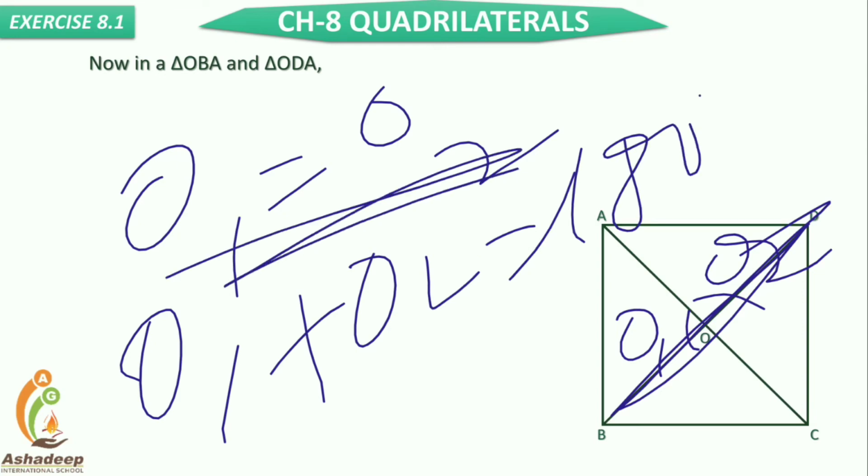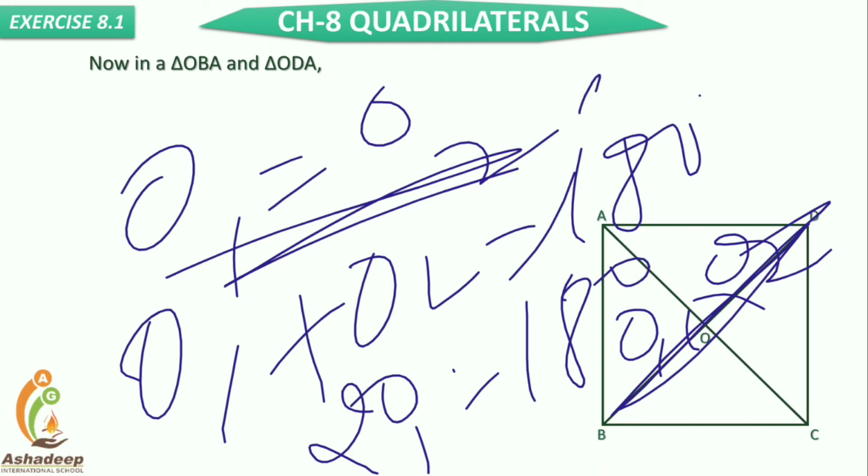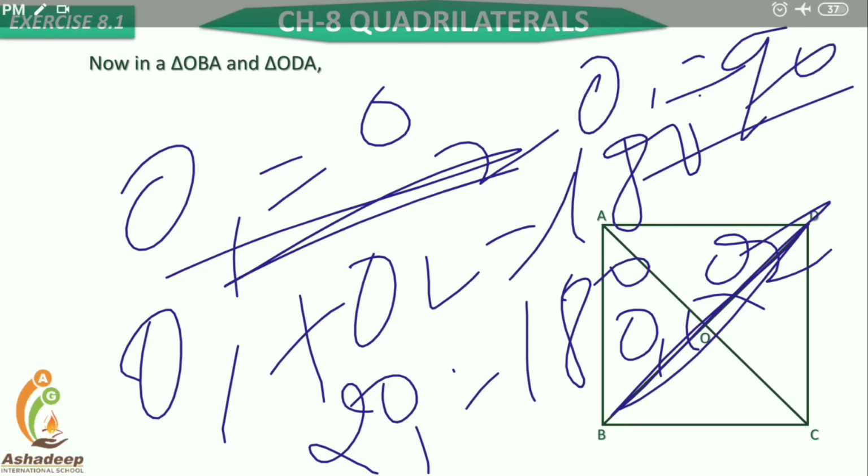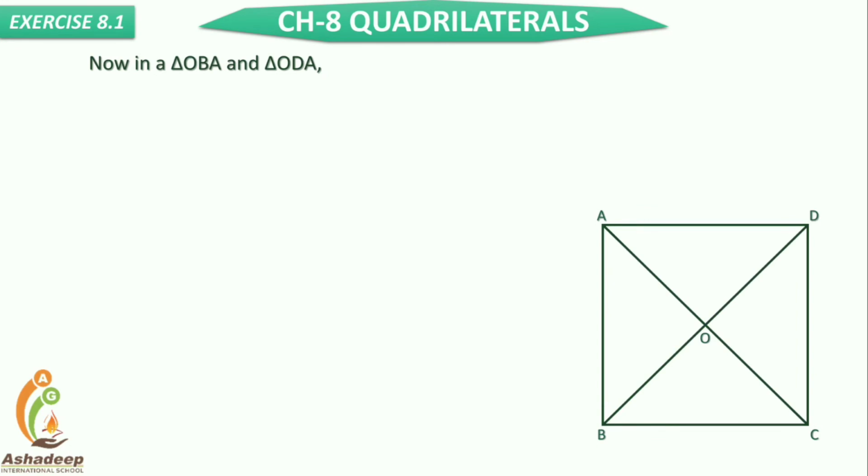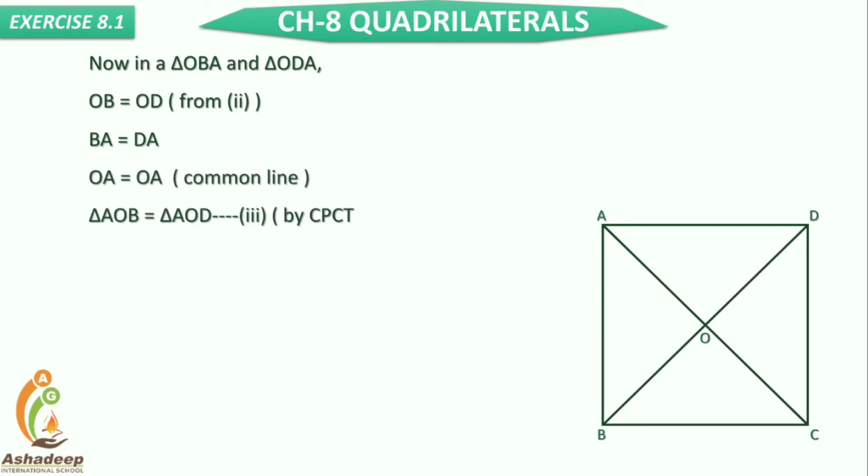So O1 and O2 are equal, so I can write 2 times O1, that is going to be 180. So therefore O1 is going to be 90. So therefore each and every angle at the intersection is 90 degrees. So OB is equal to OD, BA is equal to DA. OA is a common line that we already proved in the previous sum.